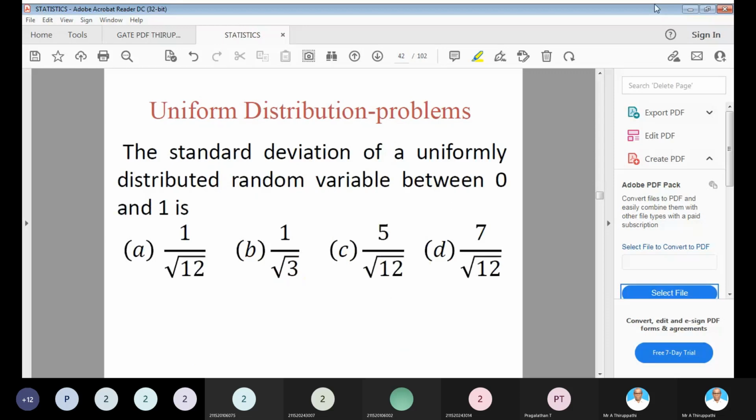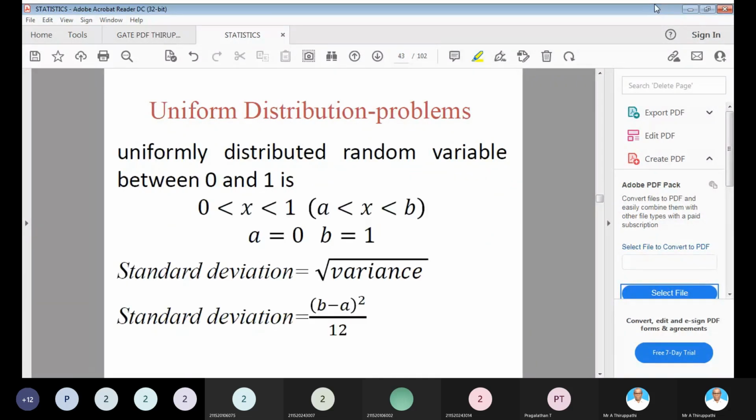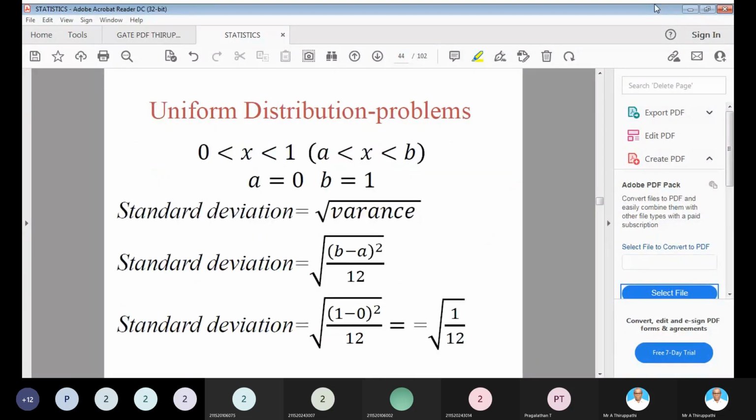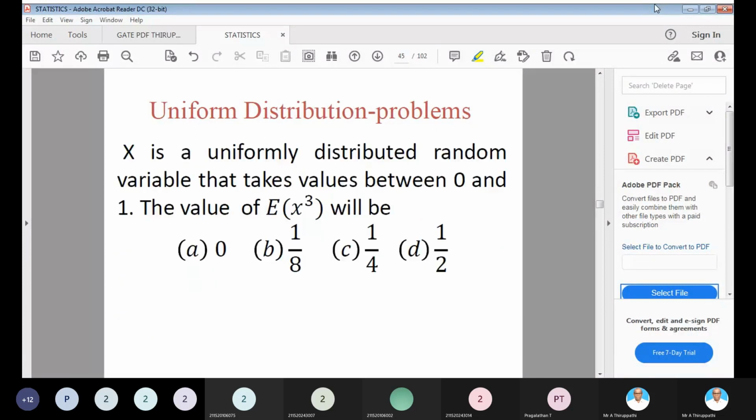The standard deviation of a uniformly distributed random variable between 0 and 1 is, what is it? 1 minus 0 the whole square by 12, so variance is equal to 1 by 12. What is the standard deviation? Root of variance, 1 by root of 12. Okay, root of 1 by 12.